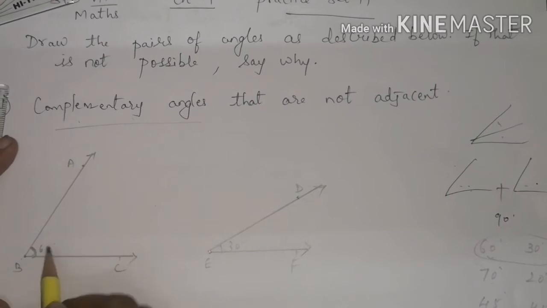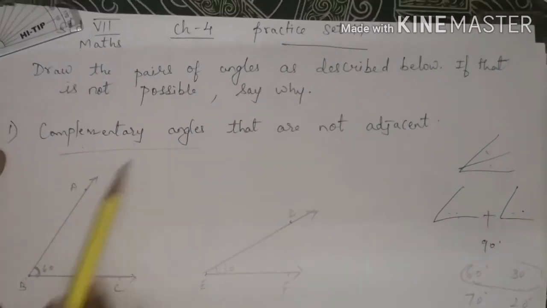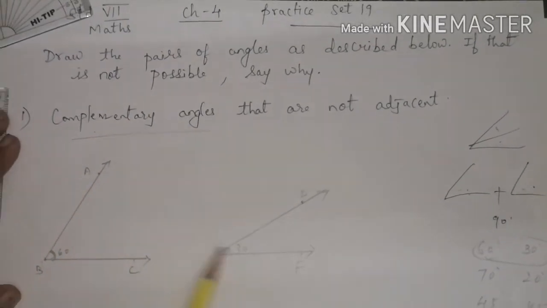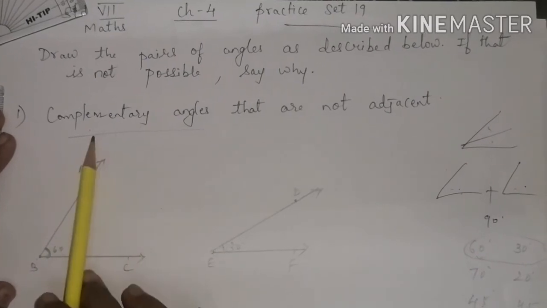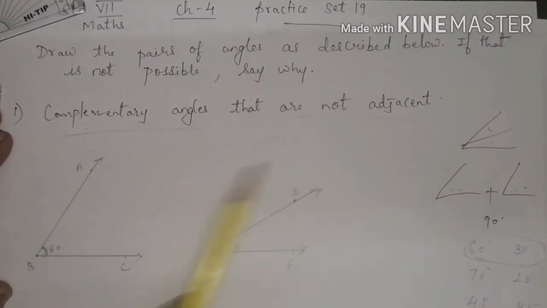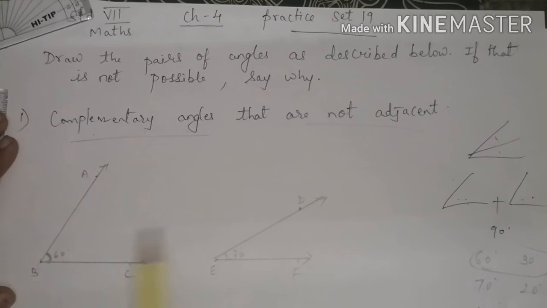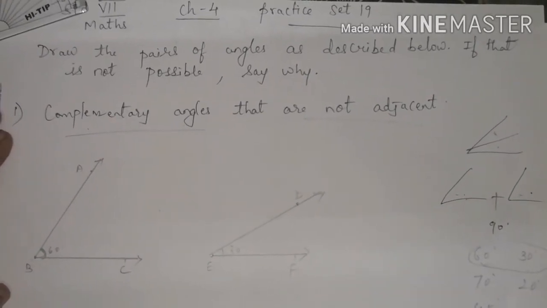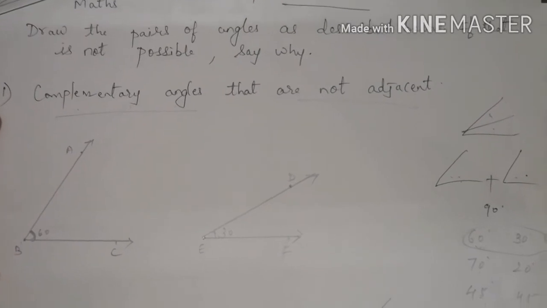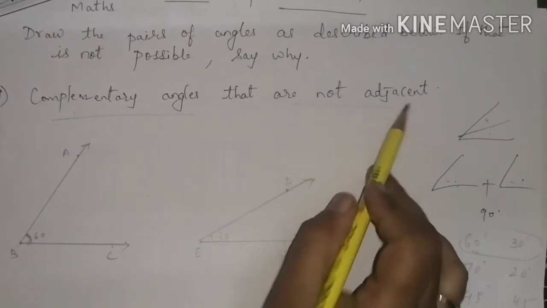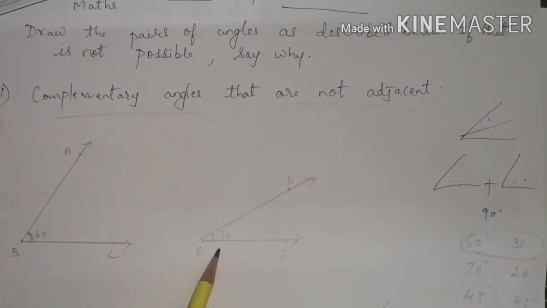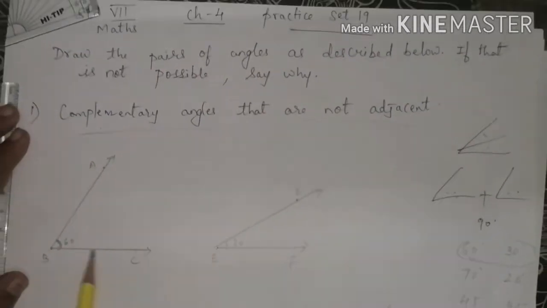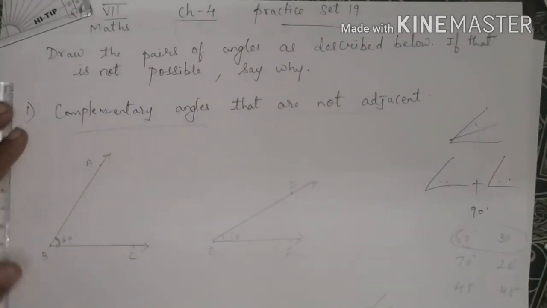This angle is of 60 degrees. So see here, these are complementary now because the total is 90 degrees. 60 and 30 makes 90 degrees, and they are not adjacent also. Are they adjacent? No, we have drawn them separately. We have not drawn them together. One is 60 and one is 30. We don't want them adjacent, so we drew them separately. They are complementary also because their total is 90 degrees. So let us move to the second sum.